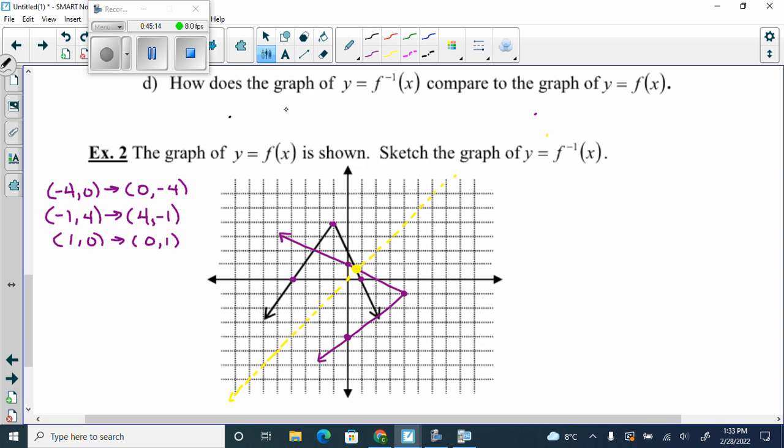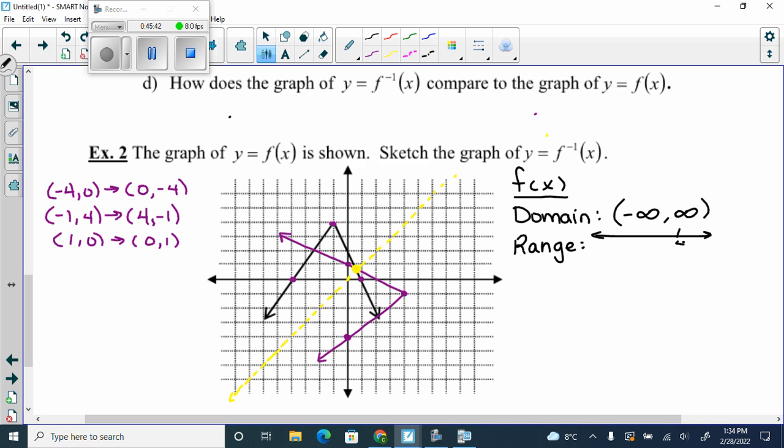Okay, so if I take my f of x graph, what's my domain? What's the domain of my f of x graph? Element real. So I'm going to go negative infinity to infinity. And my range? Y is less than or equal to 4. So if I write that as a number line, here would be my 4, here would be equal to, here would be less than. This is negative infinity, right? So it'd be negative infinity to 4 square bracket.